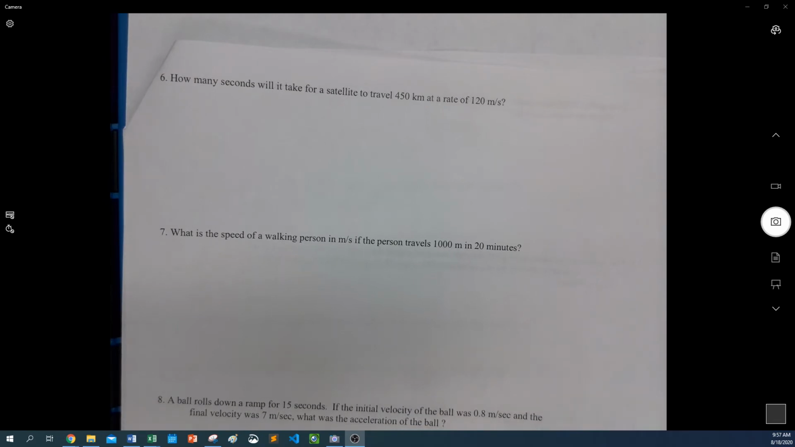How many seconds will it take for a satellite to travel 450 kilometers at a rate of 120 meters per second? I'd like you all to try that one by yourself.